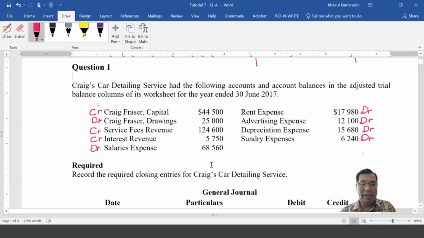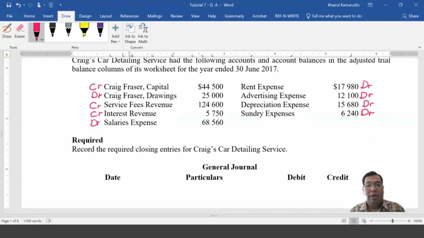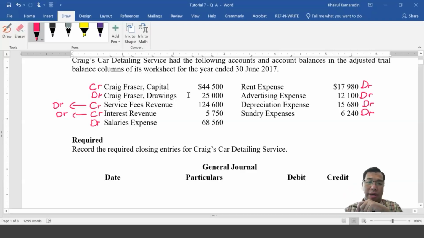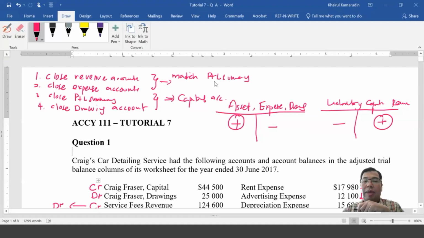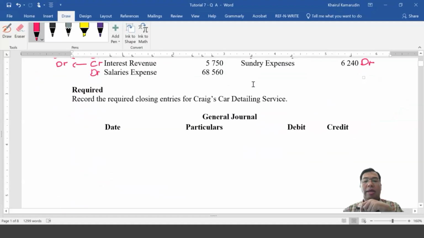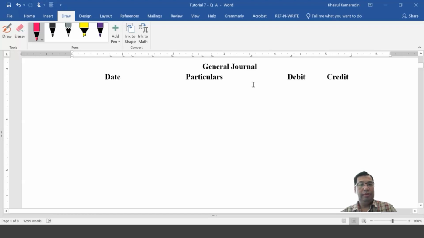Can you do this for me? This one, you want to close this 124,600. So what you're going to do is debit the interest revenue, this is your revenue account. To close this, you're going to debit your revenue. So that is the answer. Can you try? What is the contra account? What is the account to close against? P&L summary. Can you type your answer? Let me see whether you're able to catch up with that or not.